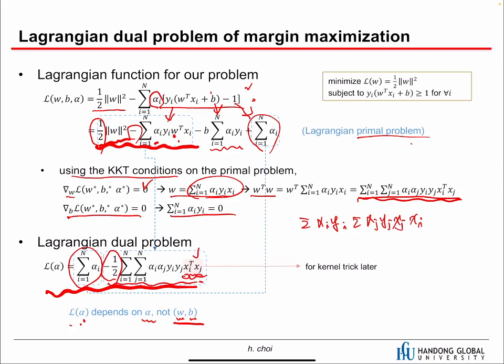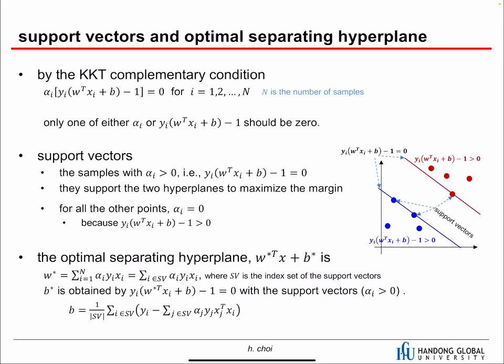So in this equation, the x's have the inner product form, x i and x j. So we don't have x i separately. So when we have x i, then we always have the inner product form here. That's one thing that we're going to use for the kernel trick. So now, by the KKT complementary condition, this should be 0. And only one of either alpha i or this one should be 0.